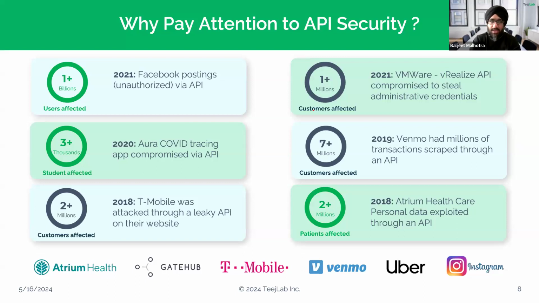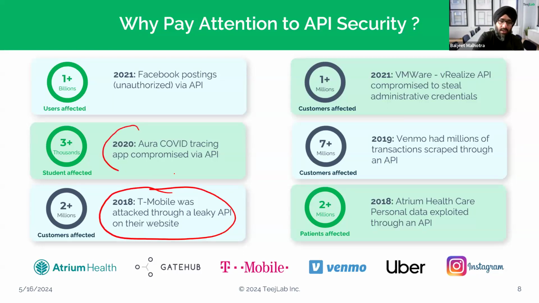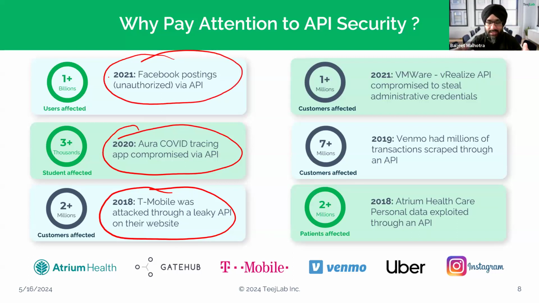And these are some of the real examples from the recent years in which you can see all kinds of applications have been attacked. Either they are mobile networks or applications that are tracking people's medical records or even social media platforms. And the common thread across these different problems that I'm highlighting is APIs. These compromises happened because APIs were not secure enough, or bad actors were able to exploit those APIs and access data that they were not supposed to access.